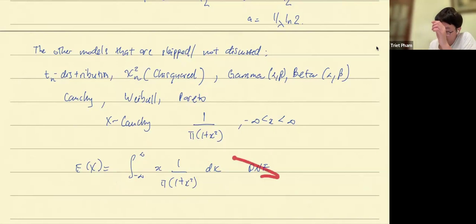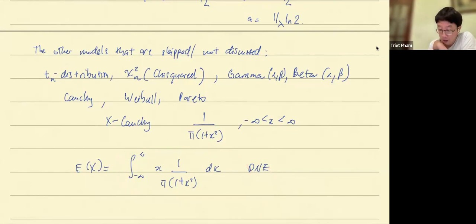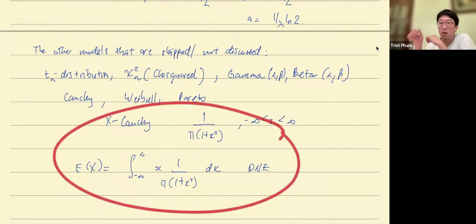But this is a random variable that, more properly speaking, has no expectation, or the expectation doesn't exist, because the integral calculation does not converge. So the Cauchy has no moment. The second moment will be infinite, but any other moments won't exist. X cubed won't converge. Okay.